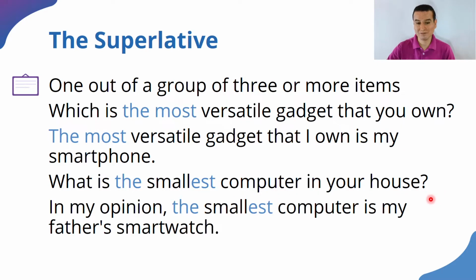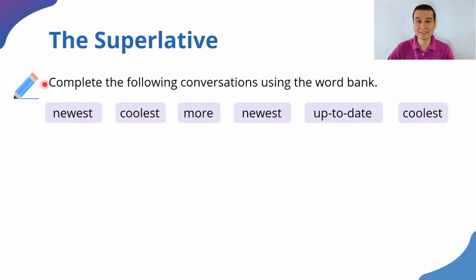And the answer, just an example, is: in my opinion, the smallest computer is my father's smartwatch. I like that, my father's smartwatch. That means that is a small computer that is in that person's house. Good. Now, using the superlative, we're going to have some practice activities.